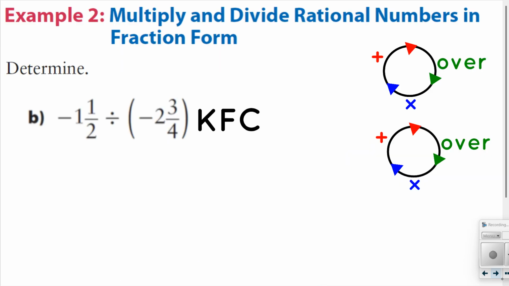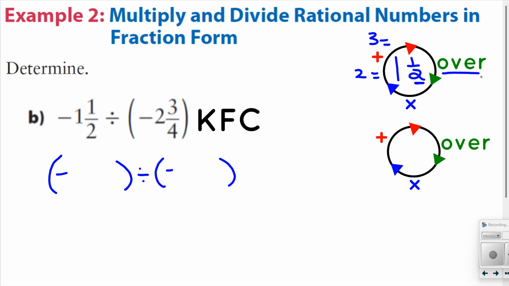So let's try an example. This one here, I have -1 1/2 divided by -2 3/4. So first things first, we're going to change both of them to improper fractions. Now the sign doesn't change, that stays as negative. So I'm going to take 1 1/2 and switch it to an improper fraction. Starting with my denominator, I do 2 times 1 equals 2. And then 2 plus the numerator of 1 equals 3. Place 3 over 2. So it'll be -3/2.